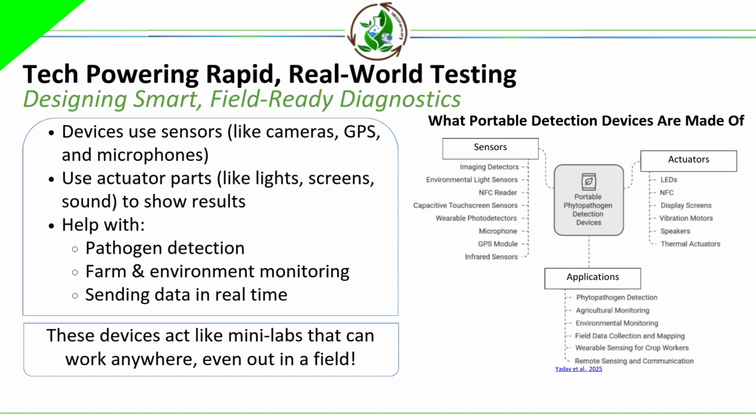Finally, we have the applications. These devices can be used for pathogen detection, agricultural and environmental monitoring, and even wearable sensing for field workers. You can think of them like a smartphone crossed with a lab instrument. They can detect, analyze, and report in real time and send data instantly to farmers, advisors, or remote teams. So the key to real field-ready diagnostics is combining smart sensing, clear output, and fast communication, all in a portable form you can actually carry into the field.